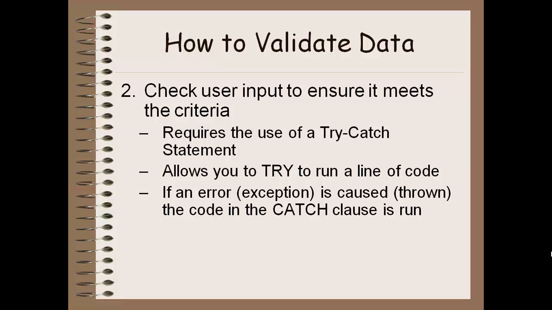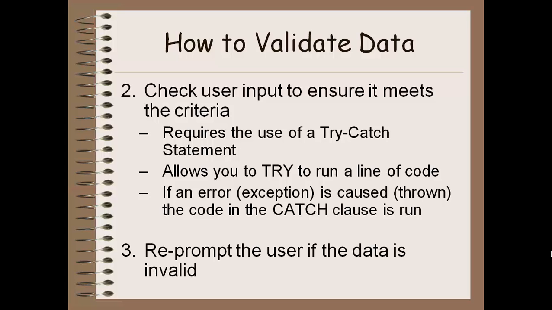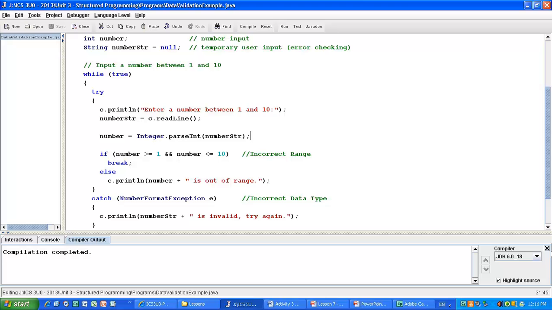Now the last thing we need to take a look at is if they've actually had that error and it doesn't work, we want to allow them to re-prompt so they have another opportunity to input their data. This is going to make us do this all inside of some sort of loop that's going to continue to go until we've got the data that we're looking for. So let's take a look at what this would look like in an actual program.